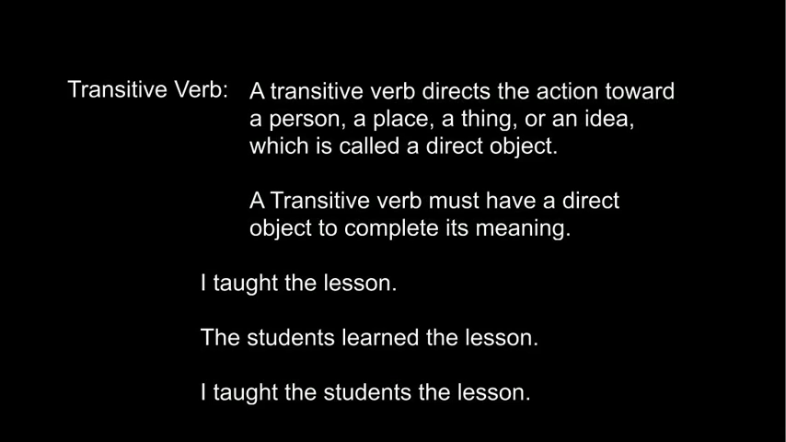A transitive verb directs its action towards an object, and that object is called a direct object. In Latin, transitive means to cross or go over, which means that the action is crossing over to an object. You can ask who or what of the verb to find that object. So we have: I taught. I taught what? I taught the lesson. The lesson is the object that receives the action of teaching. That makes the lesson a direct object, and it makes taught a transitive verb.